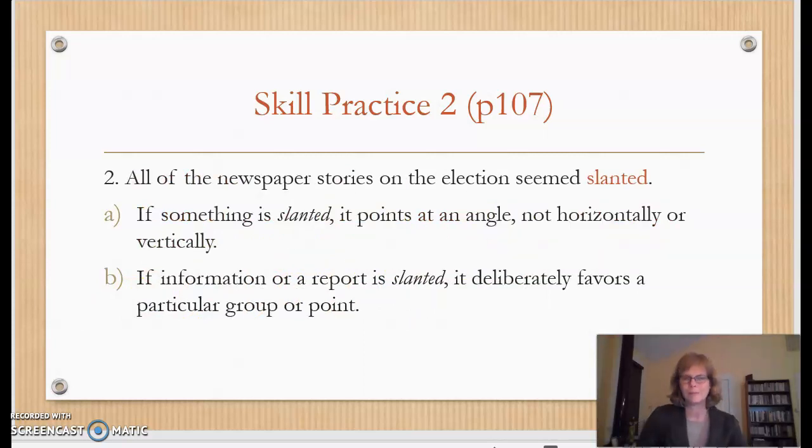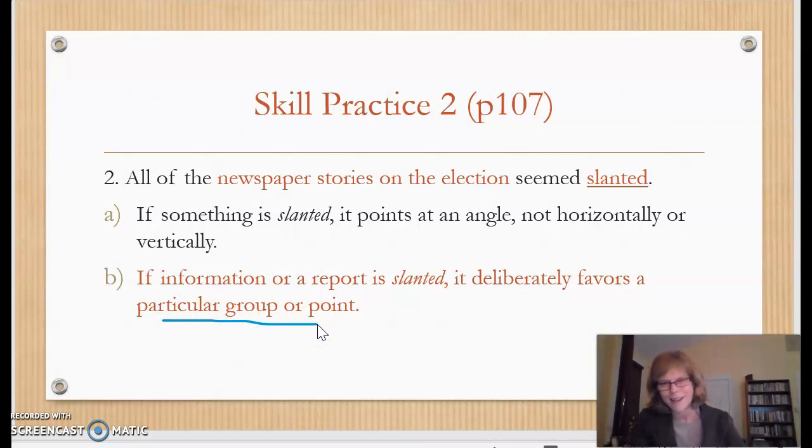Let's look at number 2. All the newspaper stories on the election seem slanted. Oh, what does slanted mean in this sentence? A or B? I chose B, talking about information that is favoring a particular group. It's leaning a certain way to the left or to the right. Different from literally a fence that's slanted, right? Or pointing at an angle. That's different.